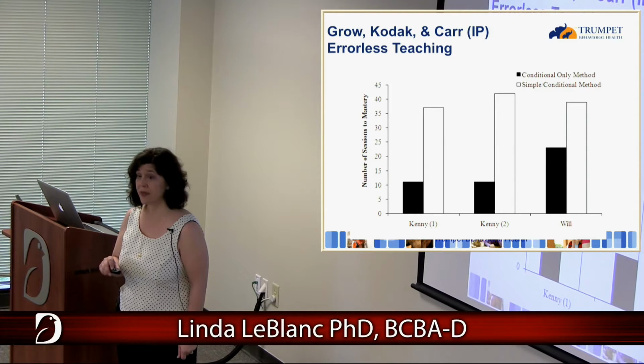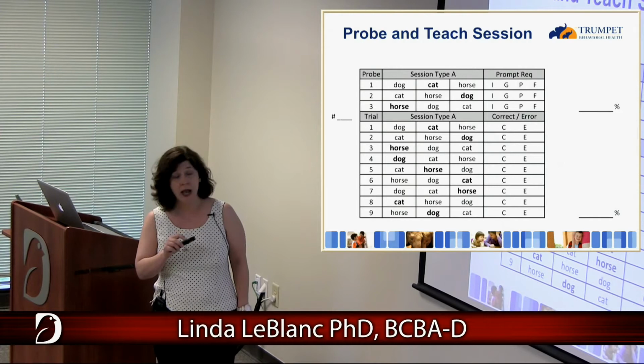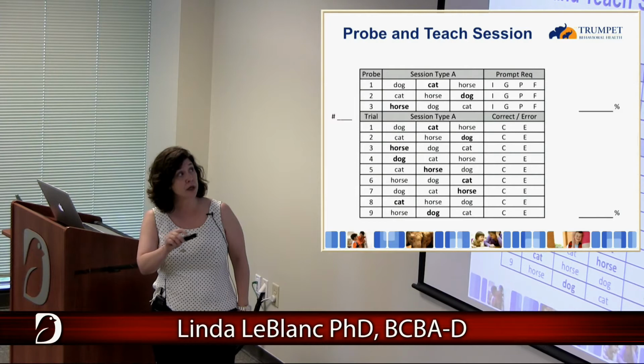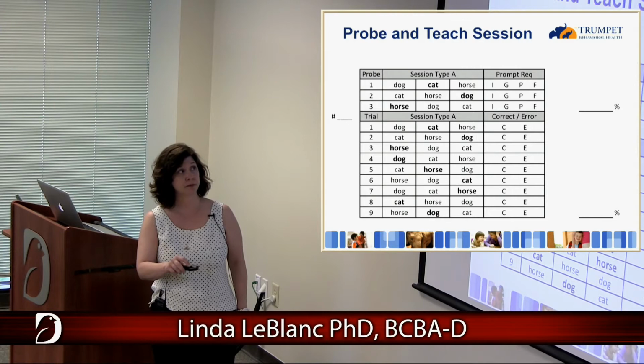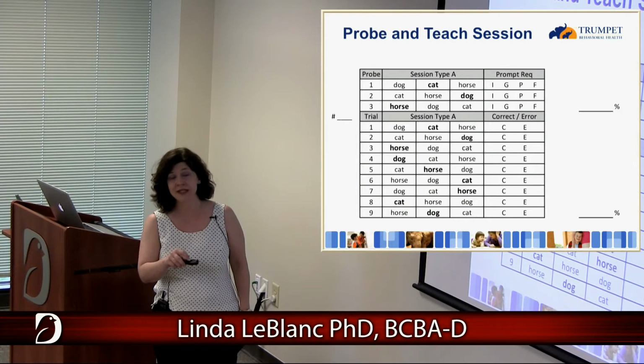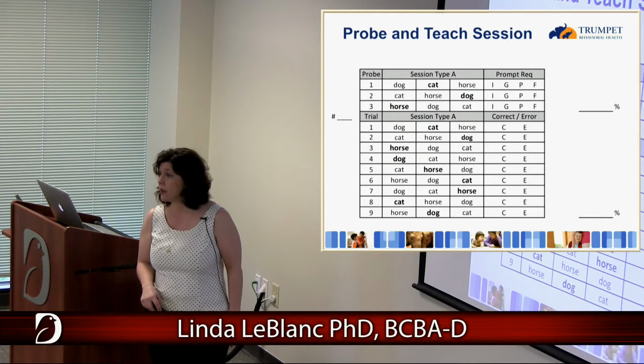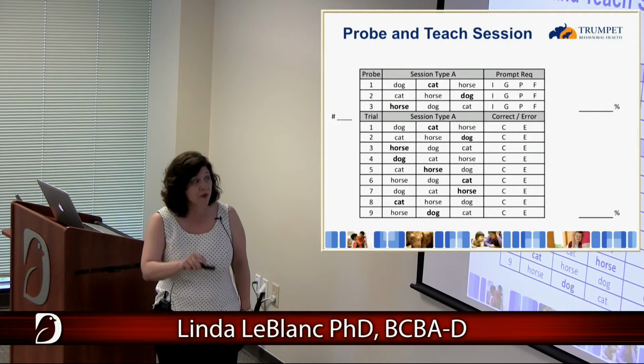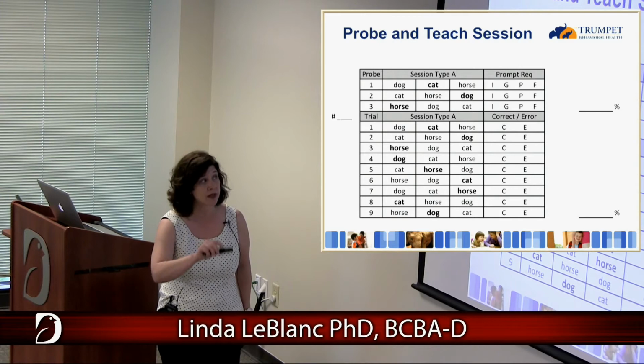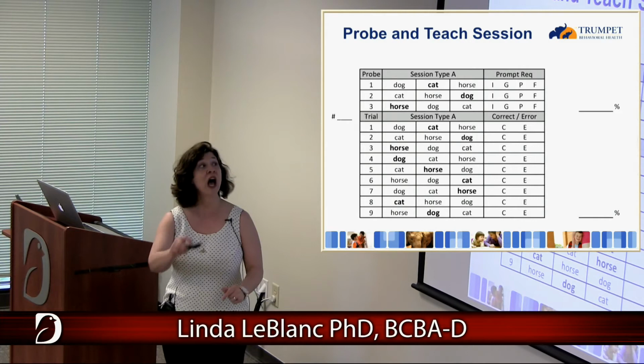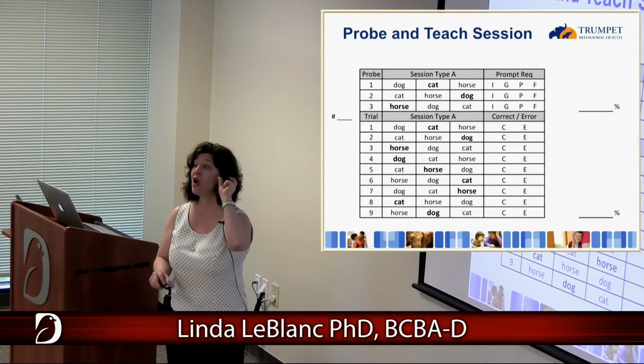So with a probe and teach session, I mentioned probe, then teach. So with the probe, I say cat, then I do cat and a gestural, cat and a partial physical, cat and a full physical. And I'm going to circle the prompt level that was required. Now I'm going to use that to teach errorlessly. So if I circled full physical, every one of these trials will be full physical. If I circle gestural, every one of these trials will be gestural. So I will not have an opportunity to get independent responding until I get a probe that's independent. But I am going to have 100% of responses that are correct and prompted.